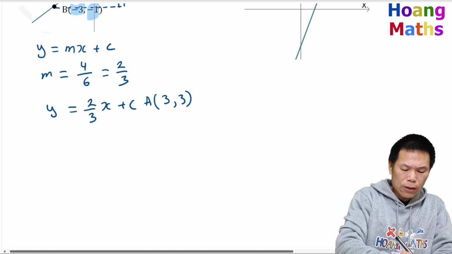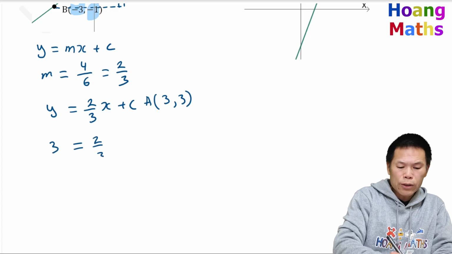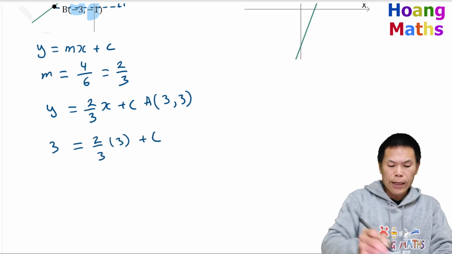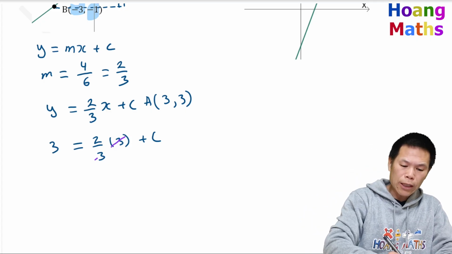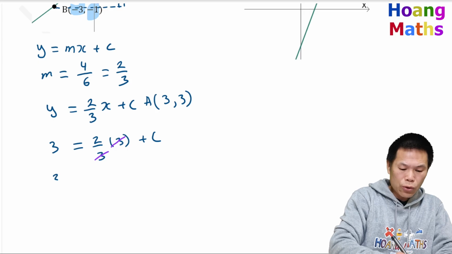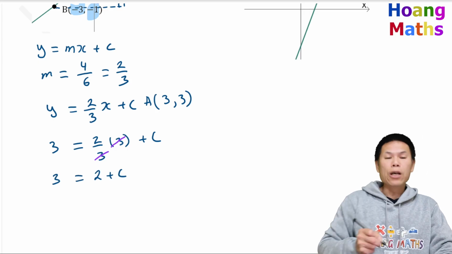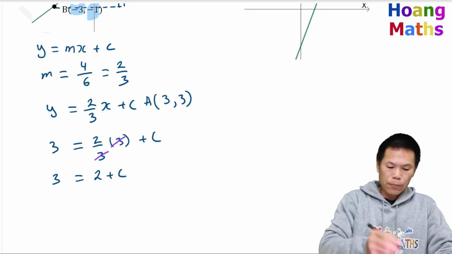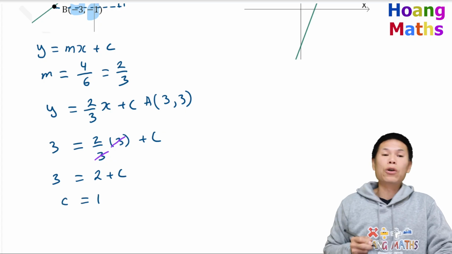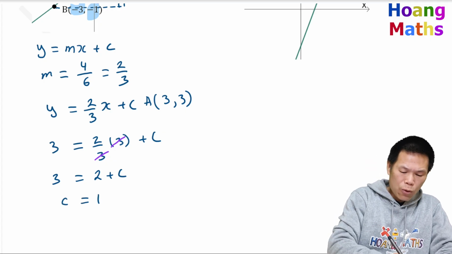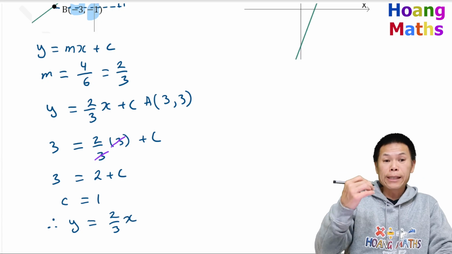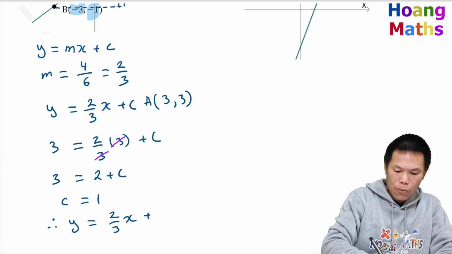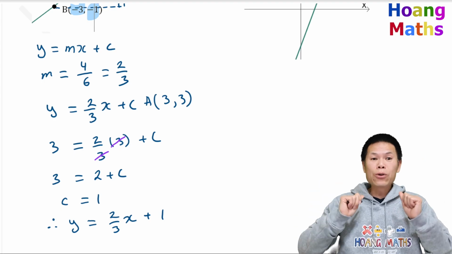So now we just substitute that in. When x is 3, y is 3. So 3 equals 2 over 3 lots of 3, plus c. So 2/3 of 3 becomes 2. Otherwise, you can just cancel like this, becomes 2. So 3 equals 2 plus c. So therefore, c is equal to 1. So c is 1 because 2 plus 1 is 3. Now, the equation is, therefore, y equals 2 over 3 x plus c, c is 1, so plus 1. So there you go.